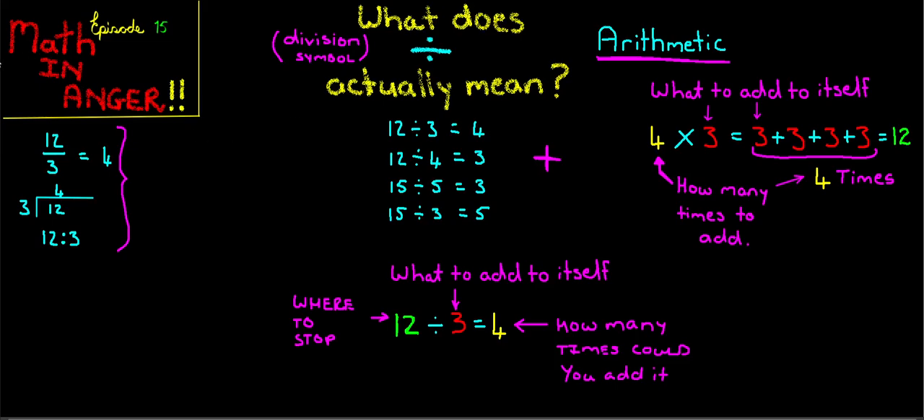All right, here's what I do. I say 3 plus 3 is equal to 6. 6 plus 3 is equal to 9. 9 plus 3 is equal to 12. Okay, I can't carry on any further because if I do, I'll have something that is greater than 12. And I now know that I can add 3 to itself 4 times.